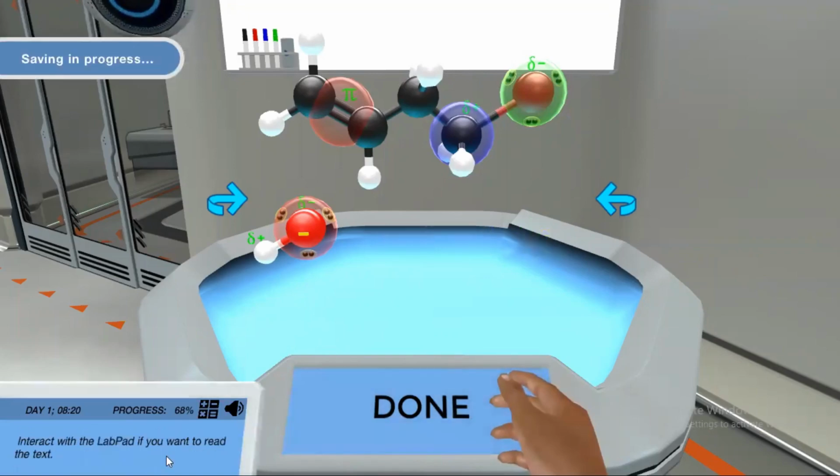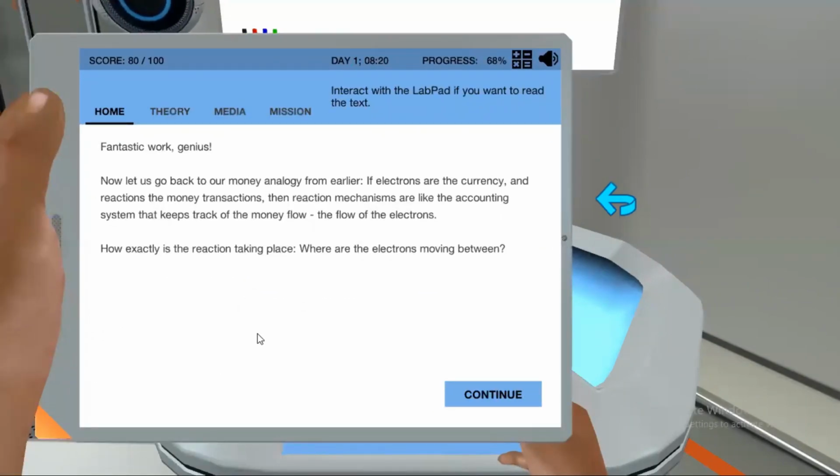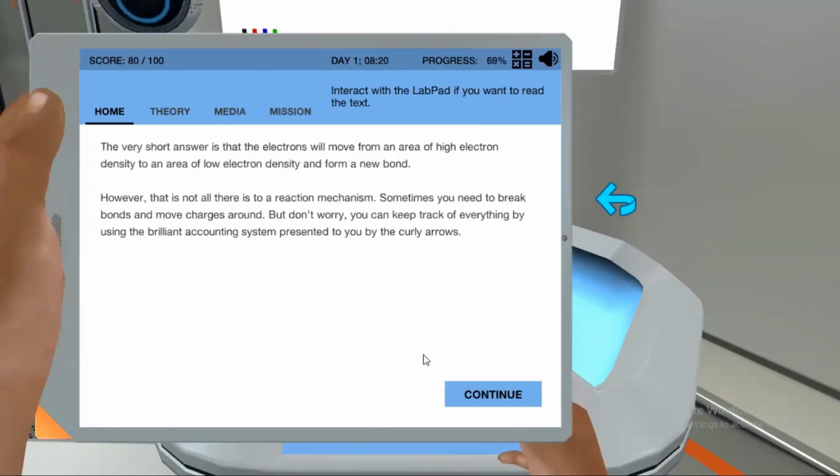Fantastic work, genius. Now let us go back to our money analogy from earlier. If electrons are the currency, and reactions the money transactions, then reaction mechanisms are like the accounting system that keeps track of the money flow, the flow of the electrons. How exactly is the reaction taking place? Where are the electrons moving between? The very short answer is that the electrons will move from an area of high electron density to an area of low electron density and form a new bond.